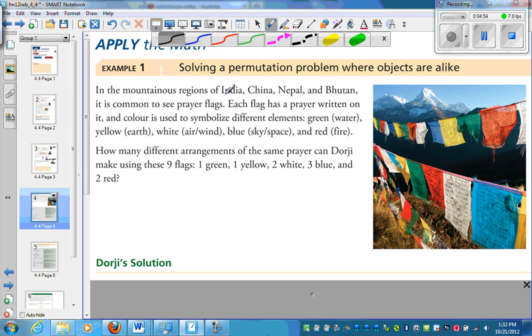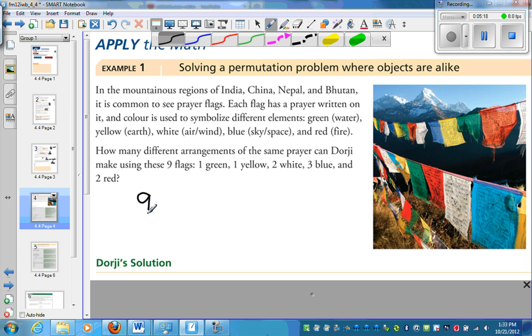In the mountainous regions of India, China, Nepal, and Bhutan, it is common to see prayer flags. Each flag has a prayer written on it, and its color is used to symbolize different elements. Green is water, yellow is earth, white is the air and wind, blue is sky or space, and red is fire. How many different arrangements of the same prayer can be made using these 9 flags? One's green, one yellow, 2 are white, 3 are blue, and 2 are red.